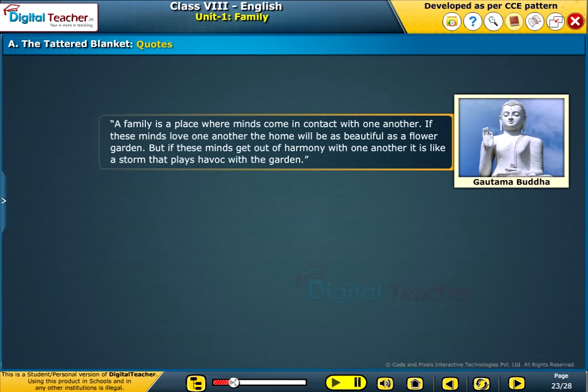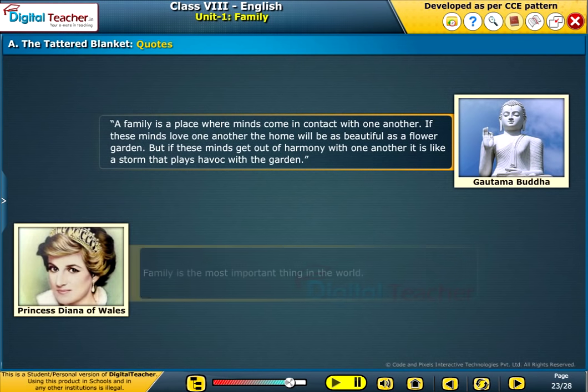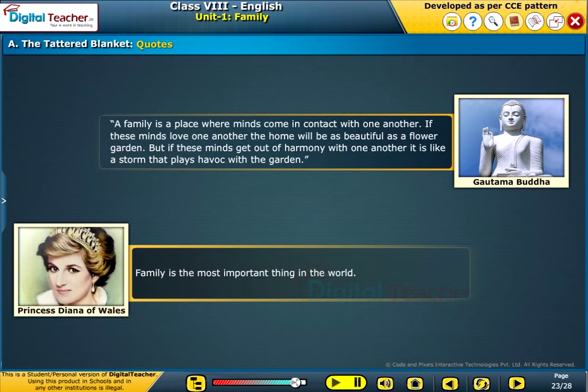A family is a place where minds come in contact with one another. If these minds love one another, the home will be as beautiful as a flower garden. But if these minds get out of harmony with one another, it is like a storm that plays havoc with the garden. By Gautama Buddha. Family is the most important thing in the world. By Princess Diana of Wales.